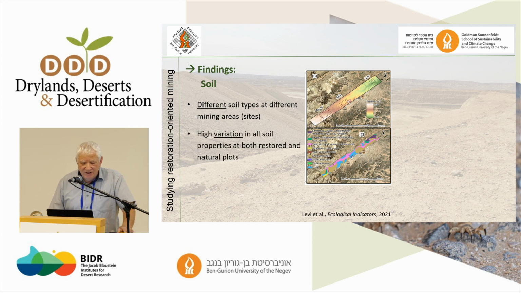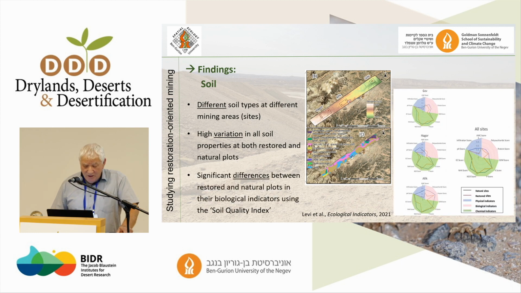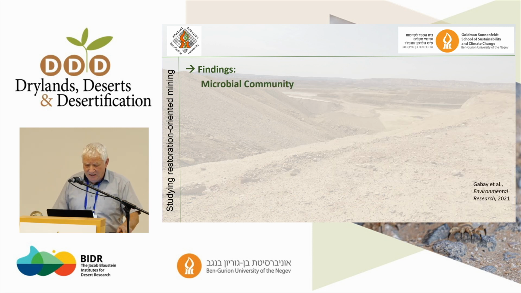There is a huge variation in all soil properties at both restored and natural plots, really huge. Sometimes we look at the desert and we think, oh, this is a very homogeneous environment. It is very heterogeneous, probably much more than many other ecosystems worldwide. But when we looked at the differences between the restored and natural plots in the different properties, we saw that the difference between the biological properties is significant. The other ones were not found to be significant.